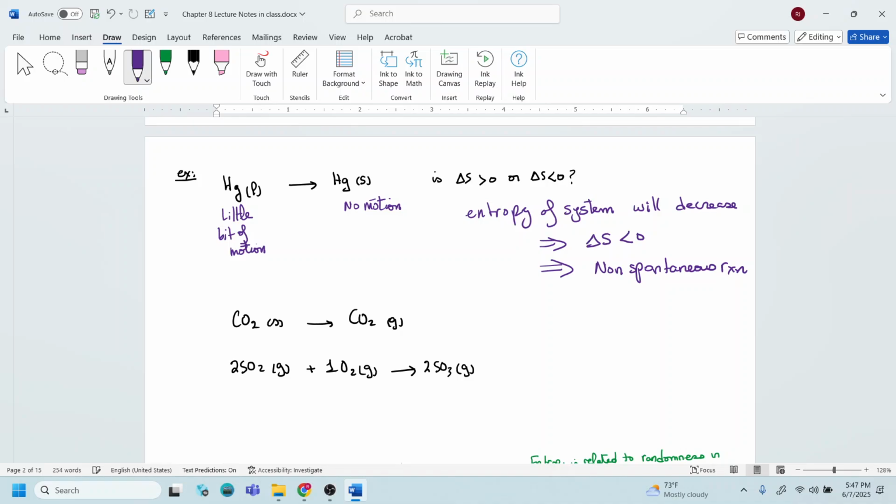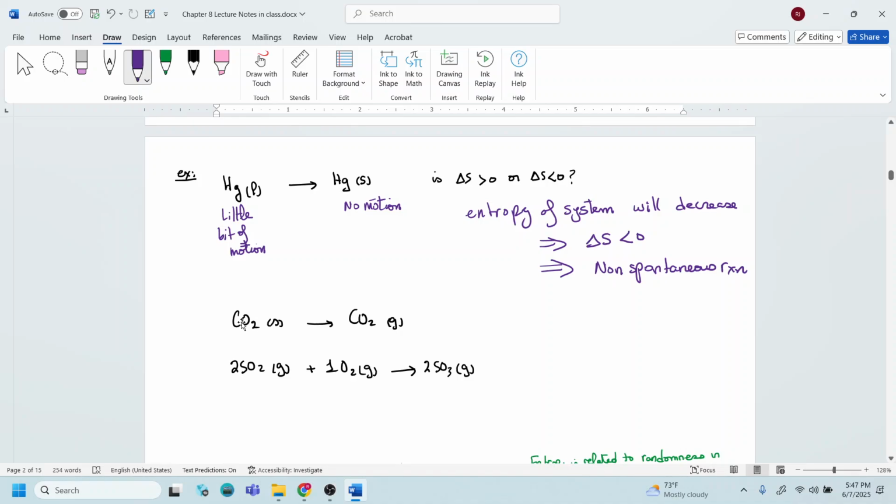So in other words, I can give you this reaction and ask you what's the sign of the entropy. Or I can ask you, is your system spontaneous or non-spontaneous? To answer this, you have to figure out what your entropy is in there, is it positive or negative, and relate that to the spontaneity of the reaction.